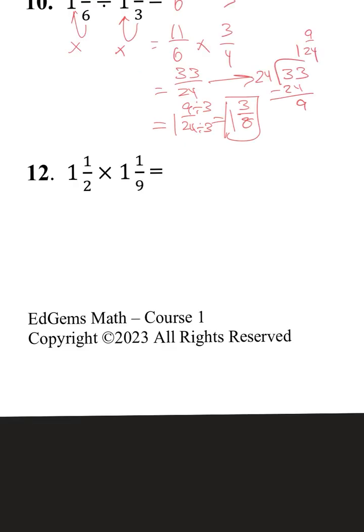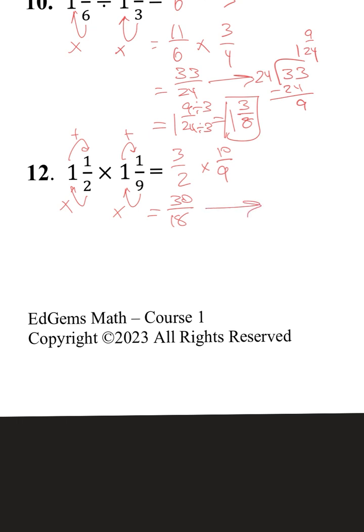Okay, so number 12, we've got 1.5 times 1 1/9. Second verse, same as the first, so let's get crack-a-lackin'. So 2 times 1 is 2. 2 plus 1 is 3. So we got 3 halves. Then we go 9 times 1 is 9. 9 plus 1 is 10. So times 10 over 9. Now let's go ahead and multiply straight across. So 3 times 10 is 30. 2 times 9 is 18.